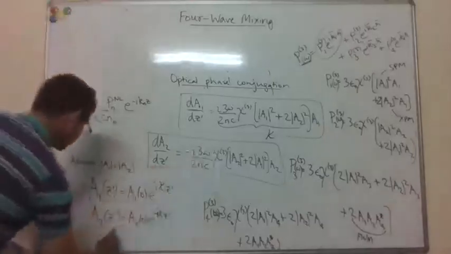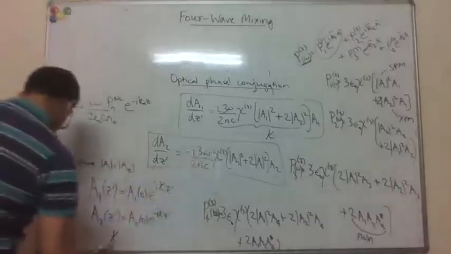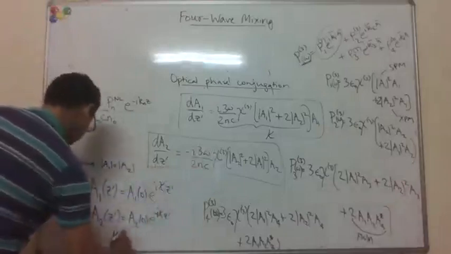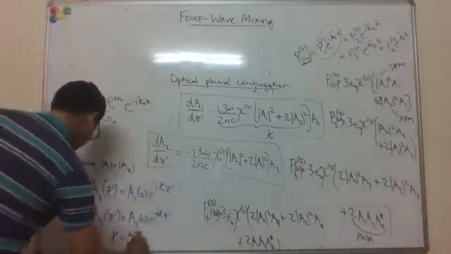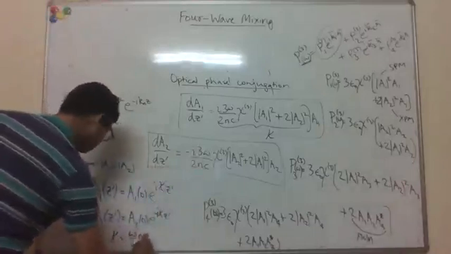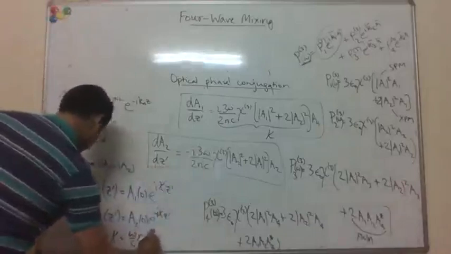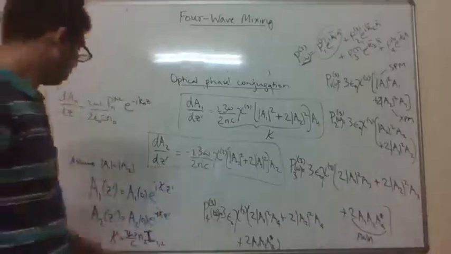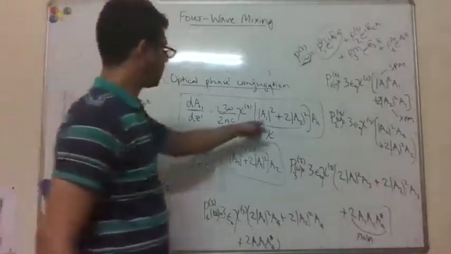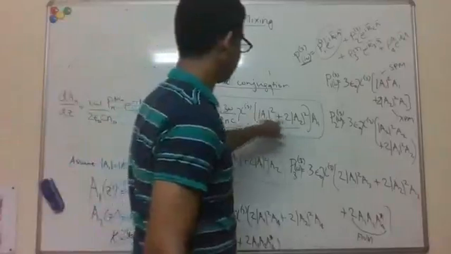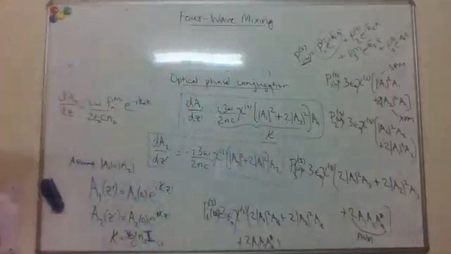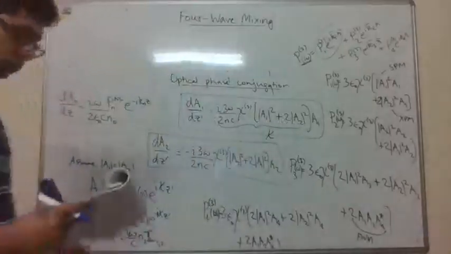Okay, so it's basically this kappa is just a nonlinear phase shift. Okay, so it's omega by c, n2 times I. So here I have 3 times I. So I into I, simply I into I.